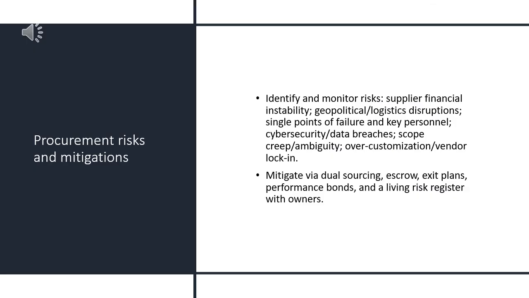Identify risks early and monitor often. Supplier financial instability. Geopolitical and logistics disruptions. Single points of failure and key personnel. Cybersecurity and data breaches. Scope creep and ambiguous requirements. Over-customization and vendor lock-in. Mitigate with dual sourcing, escrow, and exit plans. Include performance bonds where justified. Keep a living risk register with owners.